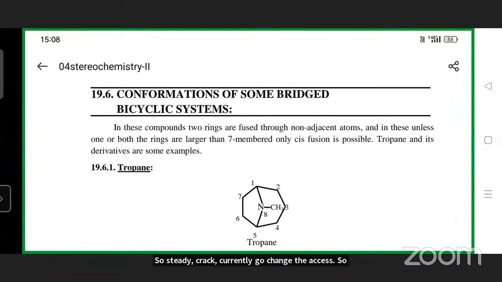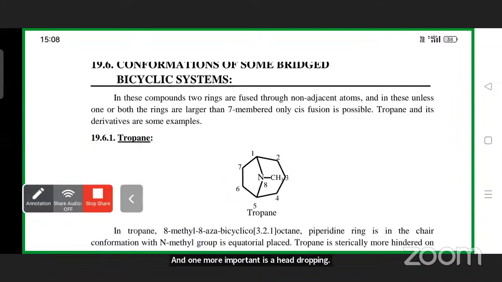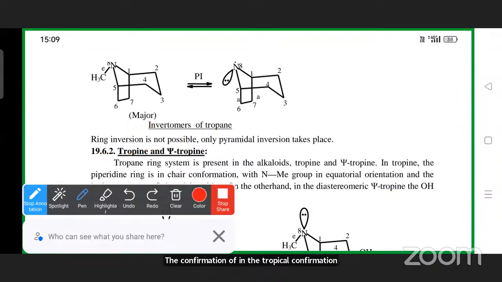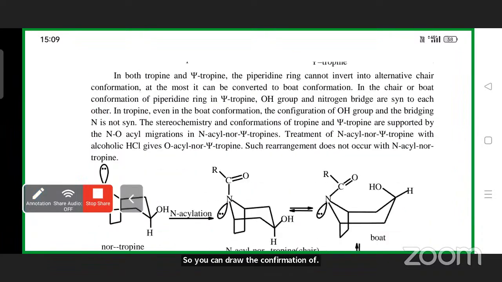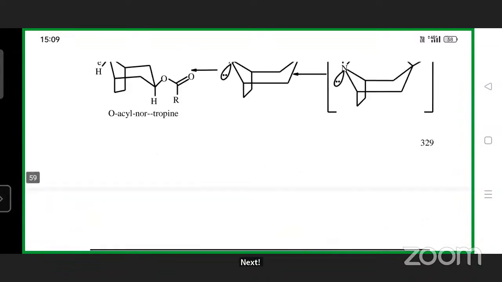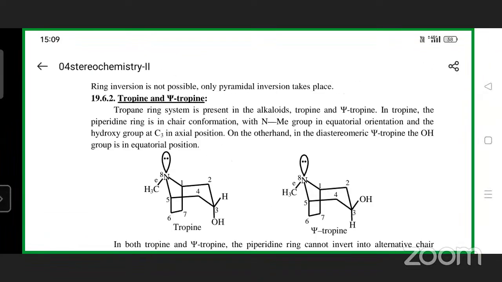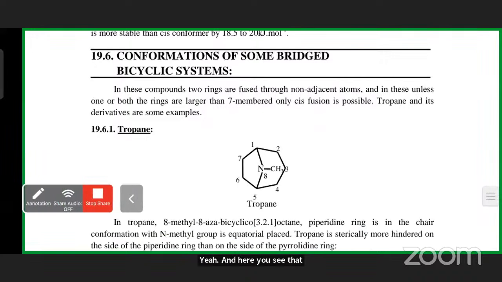One more important topic is tropane, the conformation of tropane. This is also important. You can draw the conformation of tropane here. It is also a bicyclic compound.